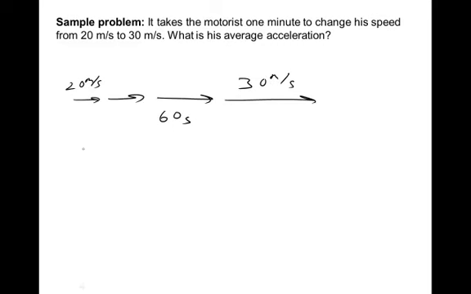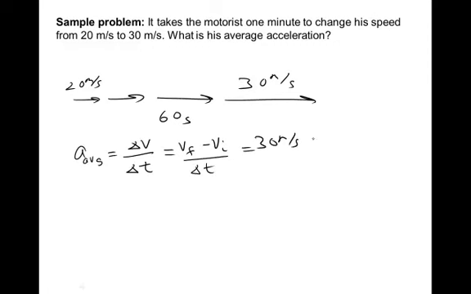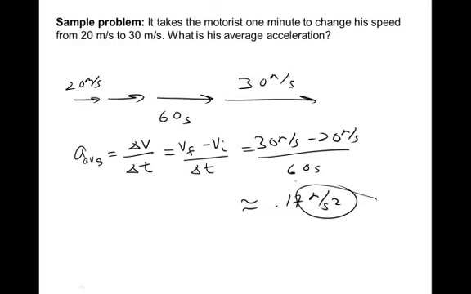And we know that the average acceleration is calculated by taking the change in velocity over time. These are the two endpoints, v final minus v initial, divided by the change in time. So 30 meters per second minus 20 meters per second divided by 60 seconds gives us approximately 0.17 meters per second squared. Meters per second squared, remember, is the units for acceleration.